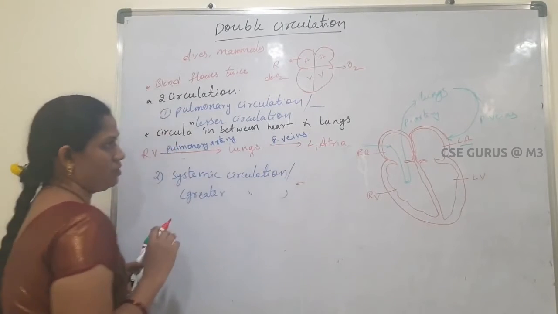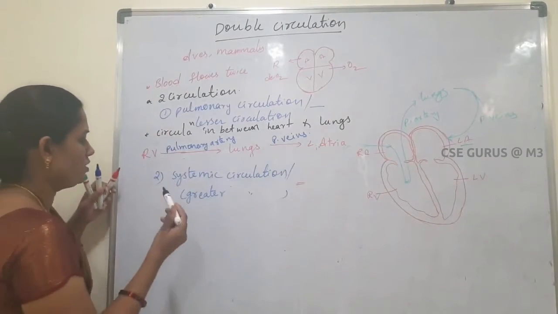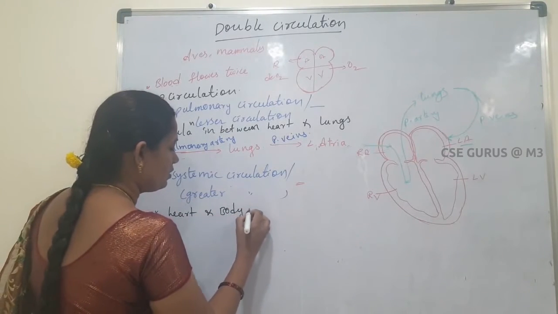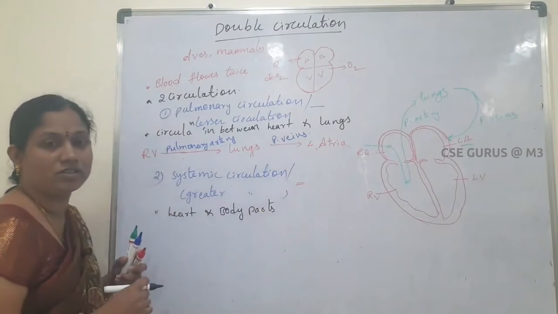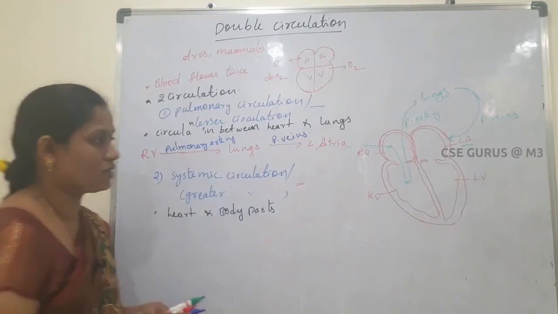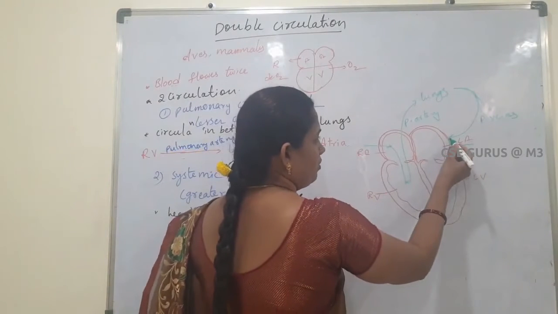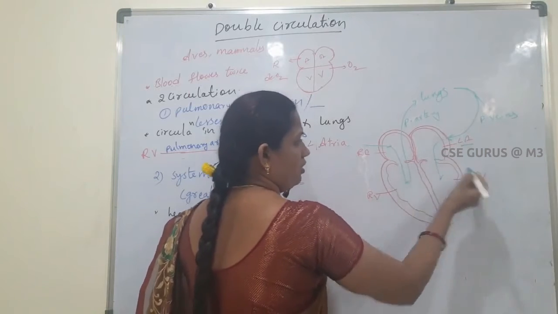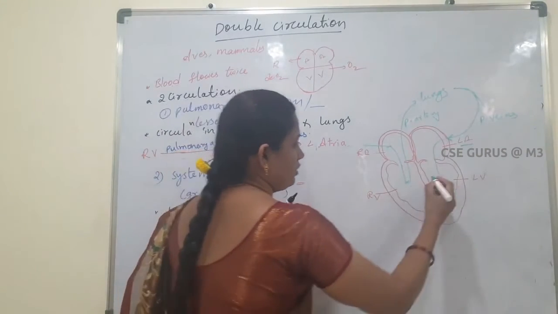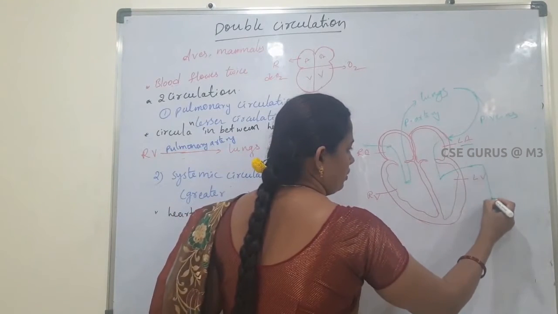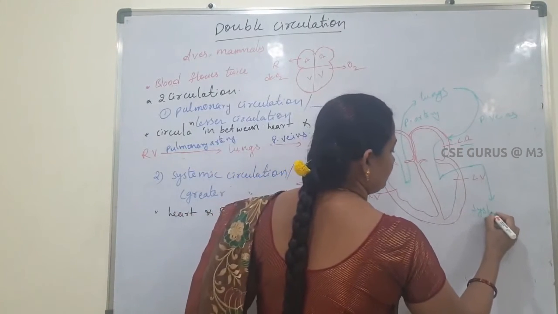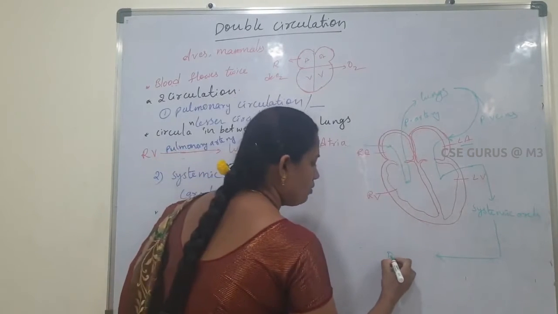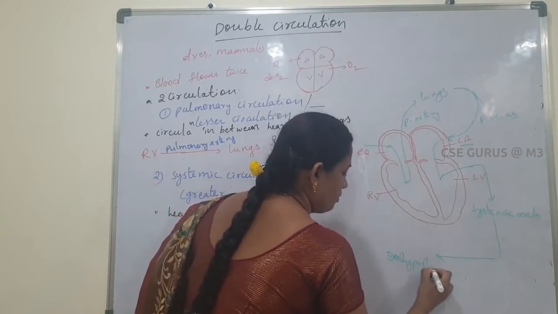Next, about systemic circulation. Systemic circulation takes place between the heart and body parts. Here the oxygenated blood flows from the left atria to the left ventricle. From the left ventricle it flows into the systemic arch. Through the systemic arch it reaches different body parts in our body.